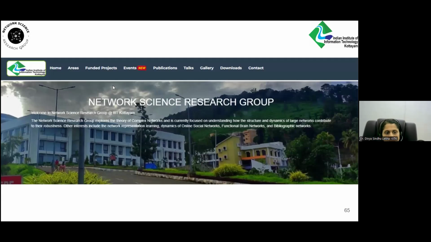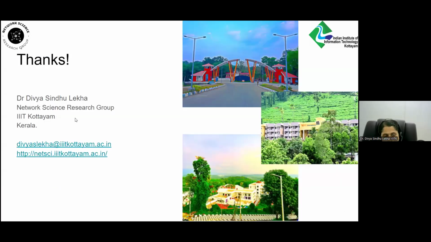Another thing: in IIIT Kottayam, we have a network science research group. Currently we are working on representation learning, robustness of complex networks, online social networks, functional brain networks, and bibliographic networks.